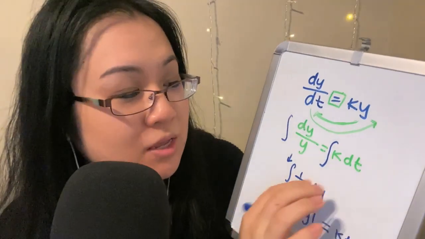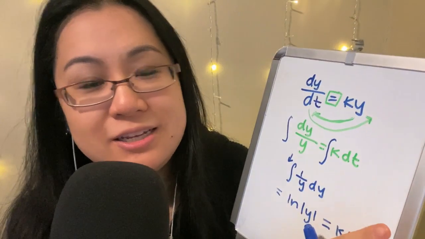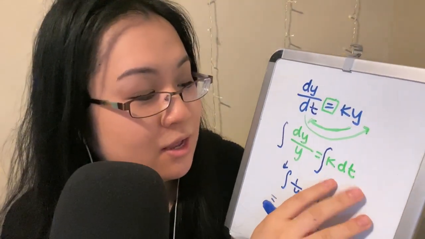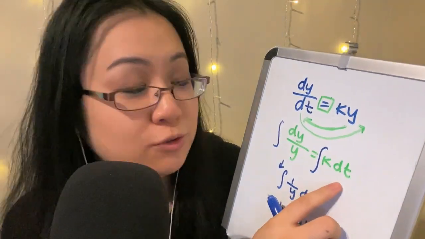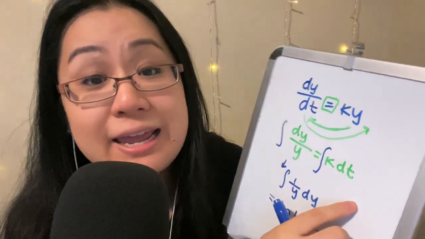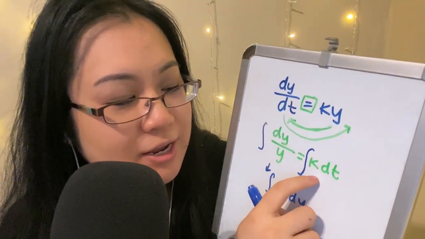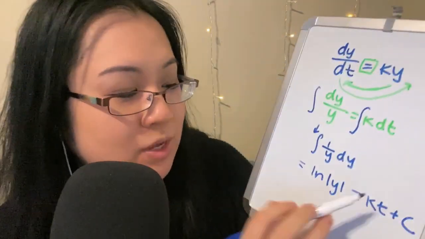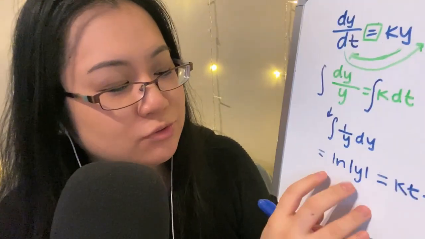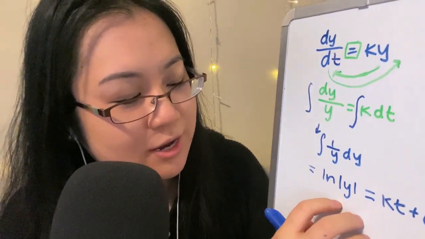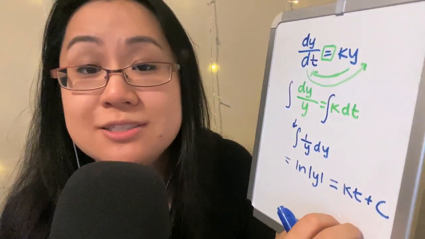Pretend it's 3. The integral of 3 with respect to t is 3t, because the derivative of 3t is 3, right? If it were k with respect to k, so if this were the integral of k dk, it would be k squared over 2. But k is a constant again, and we're integrating with respect to t. So we have kt plus c. Very good. So we have the natural log of the absolute value of y, or just natural log of y if you prefer, equals kt plus c.